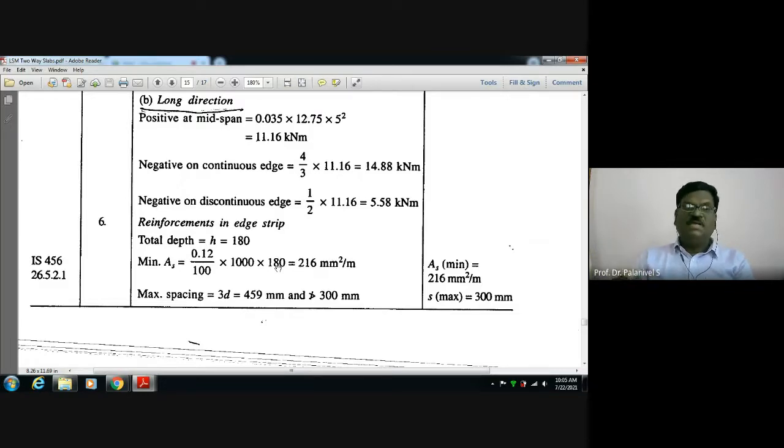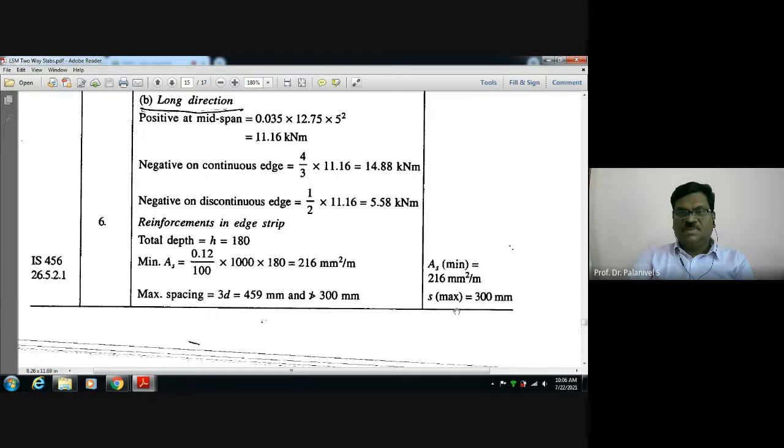Okay, but normally when you do slab design, mostly your thickness of the slab will not exceed 150 or 160. It is preferable to use only 10 mm or 8 mm in your slab. That's what I told you. So the minimum reinforcement is 216 mm square. The spacing should not exceed 3D or 300 mm, whichever is less. Obviously, it's going to be 300 mm. The spacing should not exceed 300 mm.